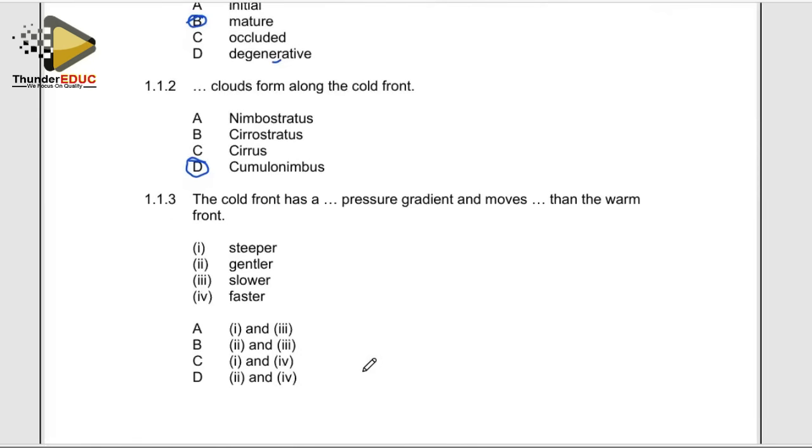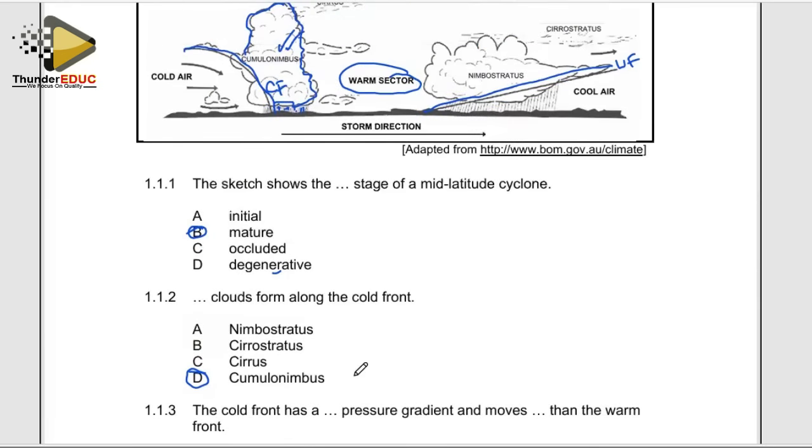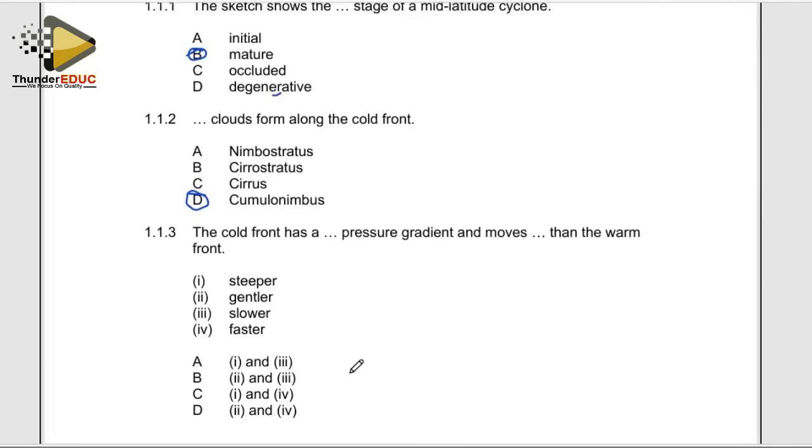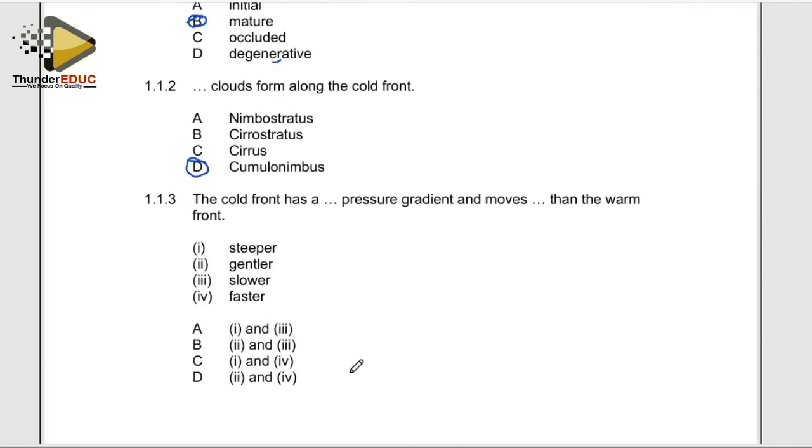The cold front has a dash pressure gradient and moves dash than the warm front. What kind of pressure gradient does the cold front have? We are looking at the pressure here and the pressure ahead here. What kind of gradient is that between those two? Along the cold front, we understand the gradient is steep. It is steep in the sense that there is excessively high pressure behind and lower pressure ahead. That is why it tends to move faster.